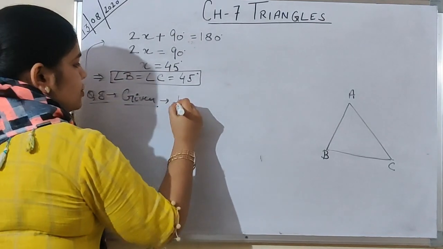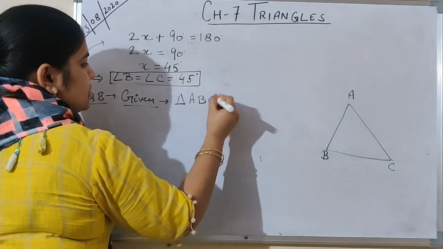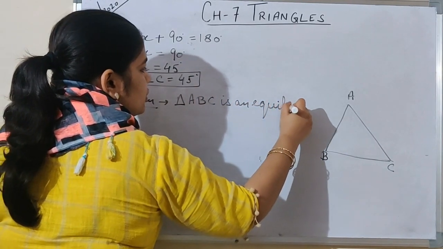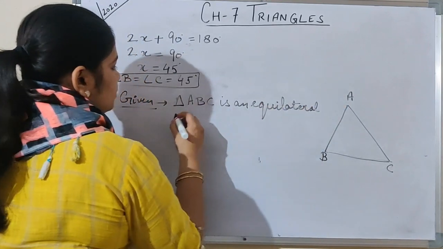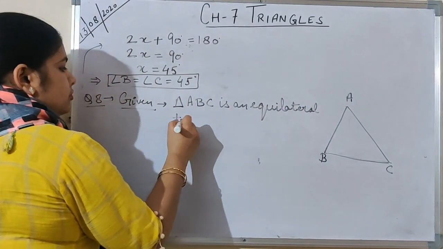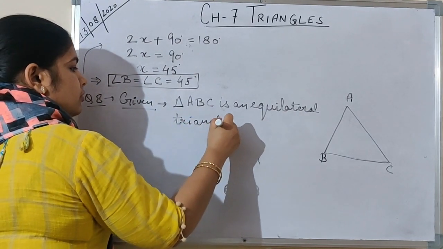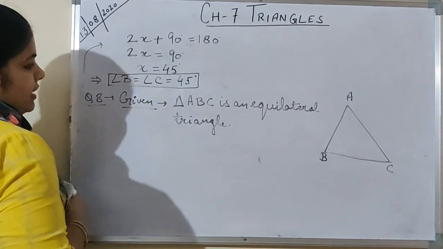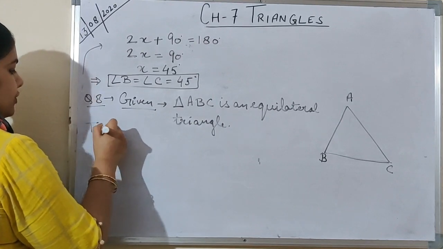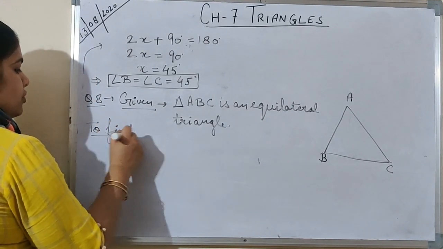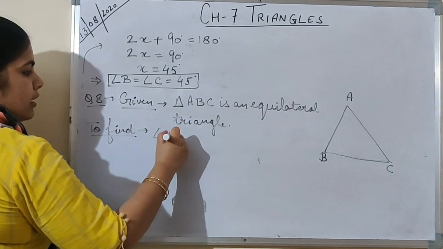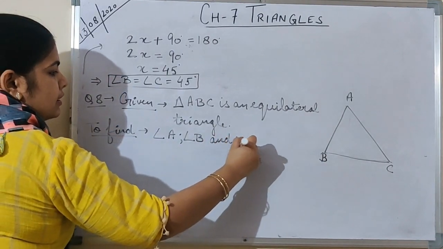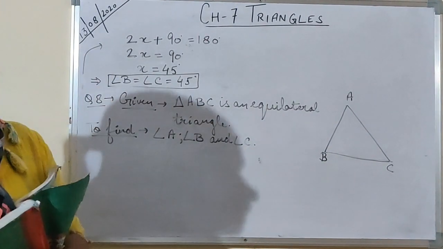Triangle ABC is an equilateral triangle. Now, what we have to find, first of all, I am writing that. We have to find angle A, angle B and angle C. These angles we need to find.